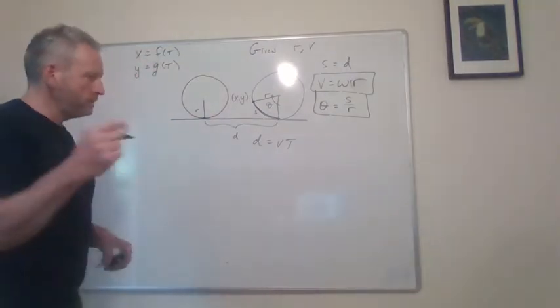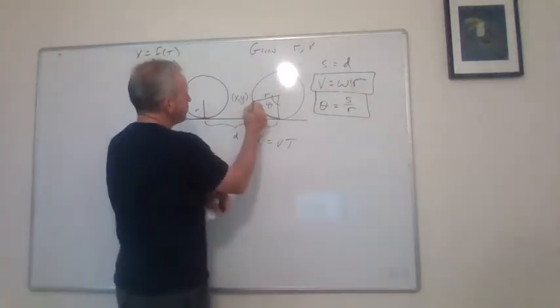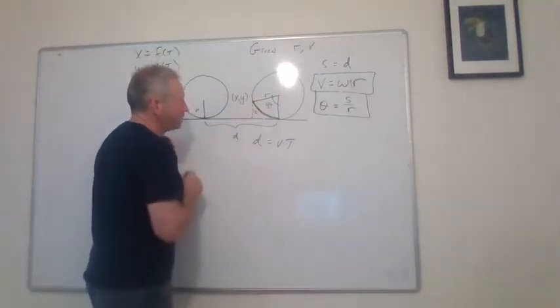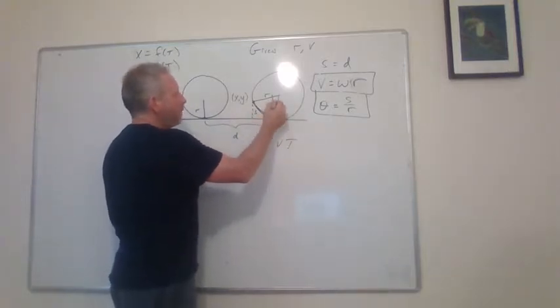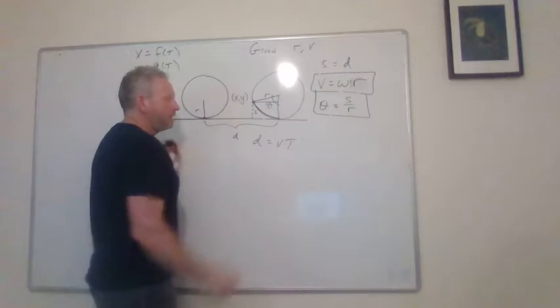Now, think about what the x-coordinate is here. What's the x-coordinate? Well, it's d, but it's not quite as far as d. We actually are going to have to subtract that length.